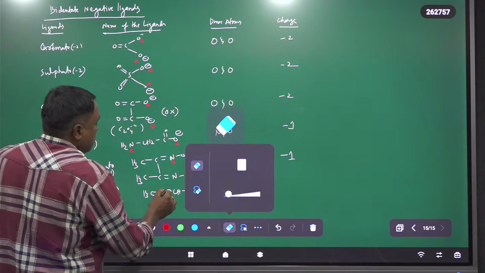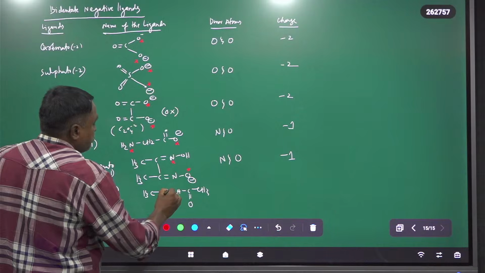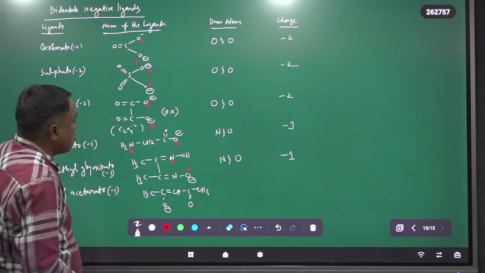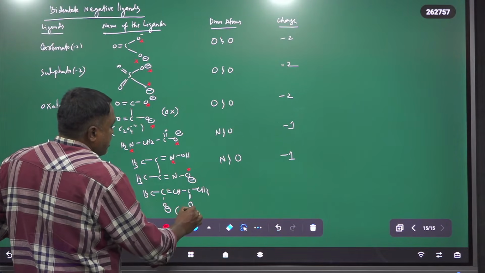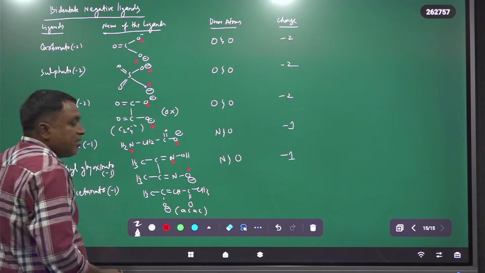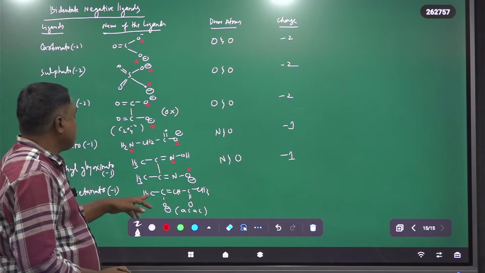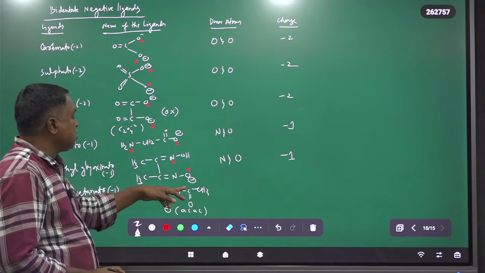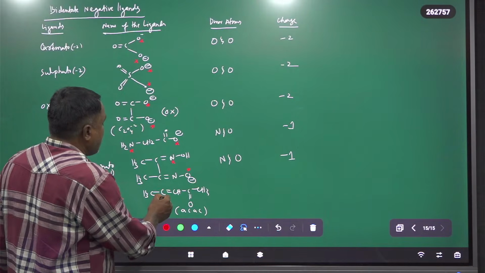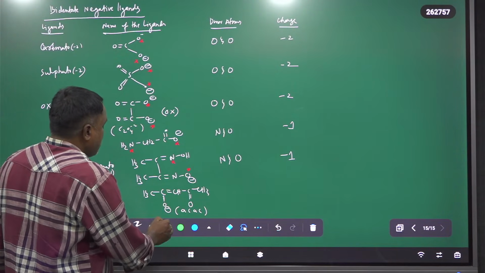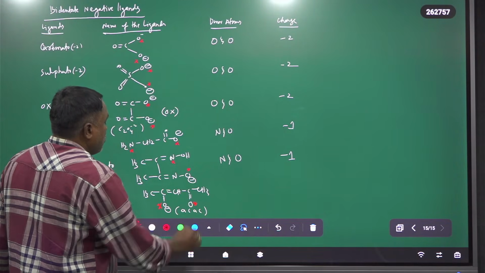This is acetylacetonato. The abbreviation used in the complex compound IUPAC name is acac. CH3CO minus double bond CH, single bond C double bond O CH3. This acetylacetonato has how many charges? Only -1 charge. Therefore, this is one donor atom and this is another donor atom.